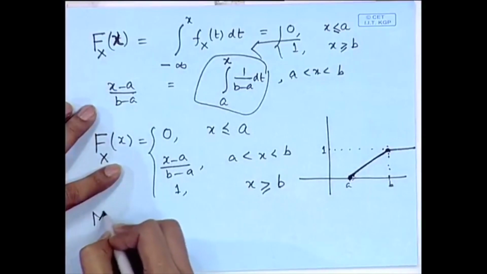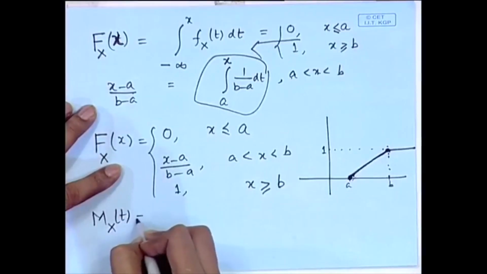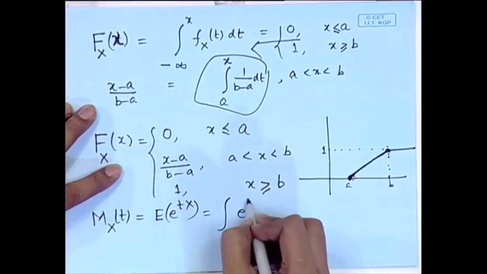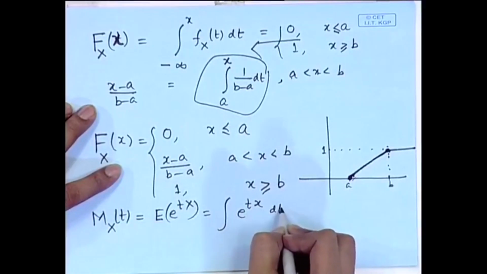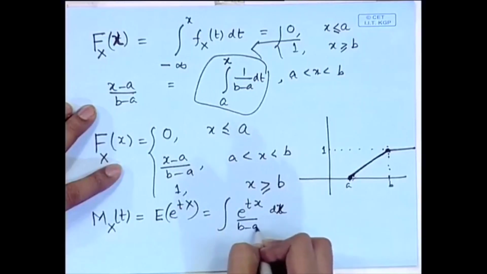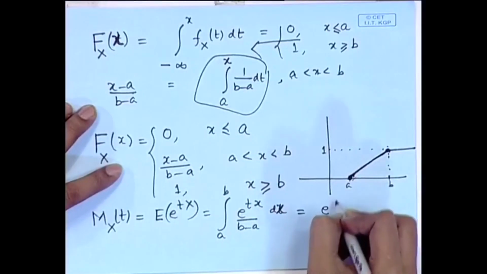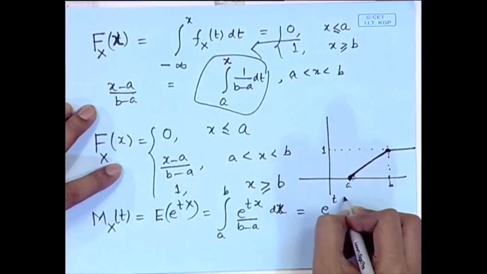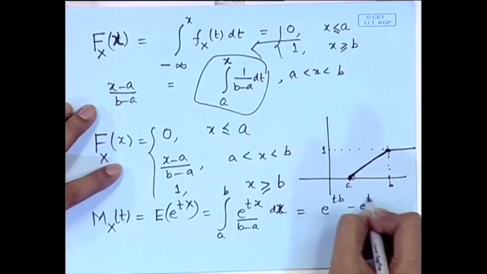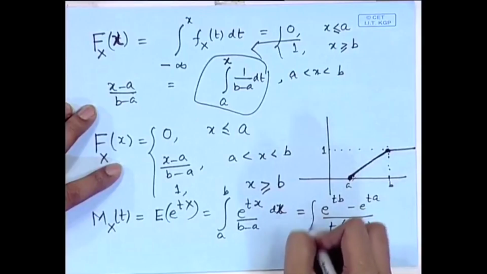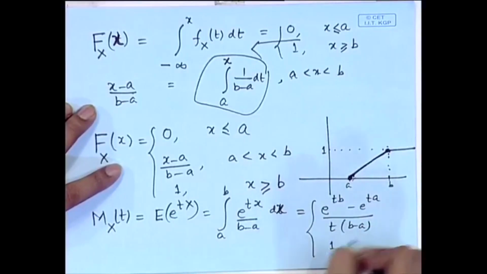We may also look at the moment generating function. It is the integral of e to the power t x dx divided by b minus a, from a to b. So, it becomes (e to the power t b minus e to the power t a) divided by t times (b minus a). Obviously, at t equal to 0 this is not defined, but at t equal to 0 the value is 1. So, this is for t not equal to 0 and t equal to 0.